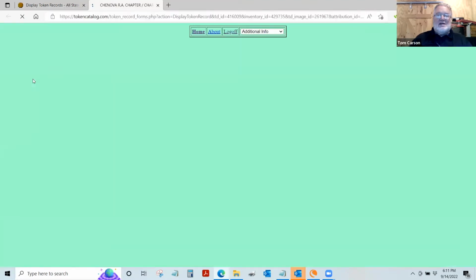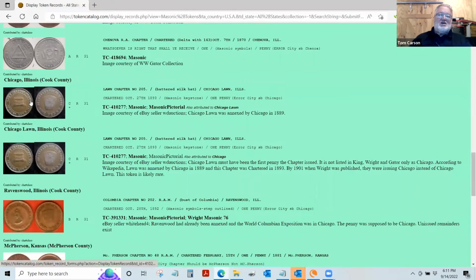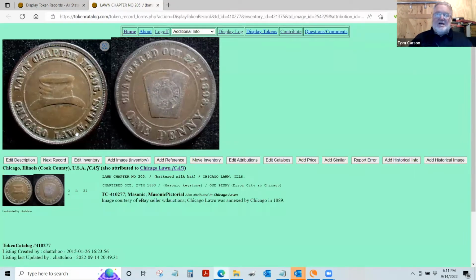Chenoa chapter in Illinois, they goofed and put an E in it and made it Chenova. Chicago Long. Long had been annexed by Chicago in 1889, and this chapter wasn't started till 1993. The first pennies made were Chicago Long, Illinois, and it shouldn't have been that way. It should have been Chicago. And as far as I know, this is the only Chicago Long penny there is.